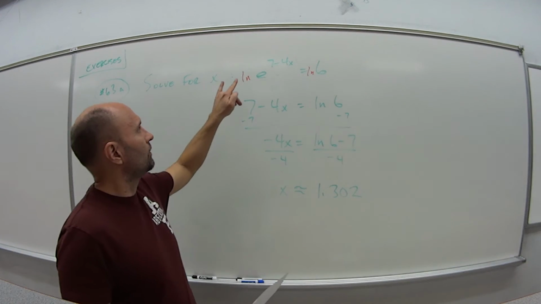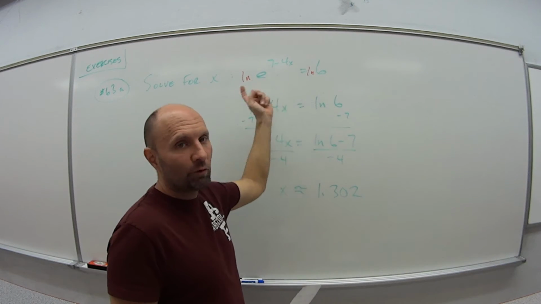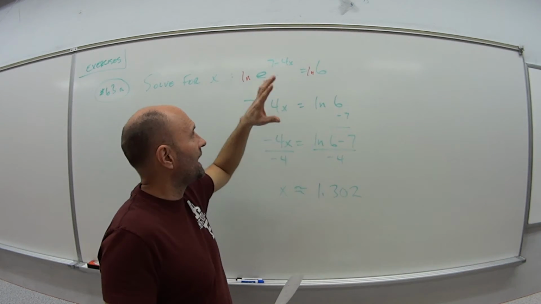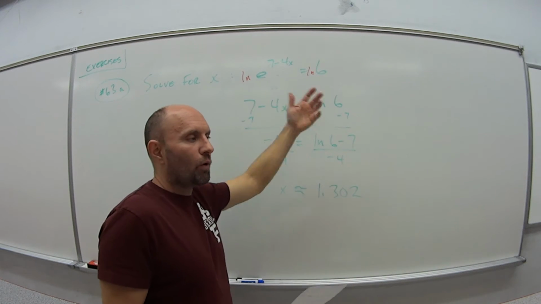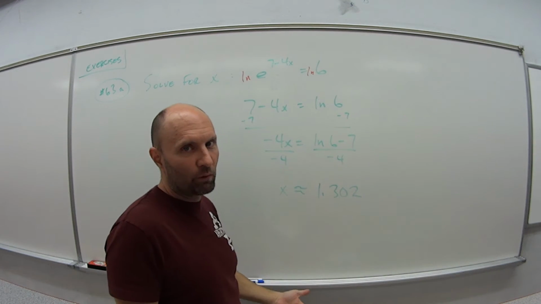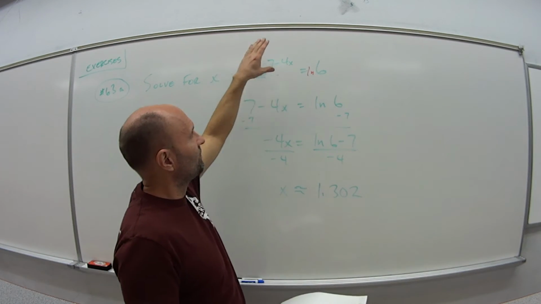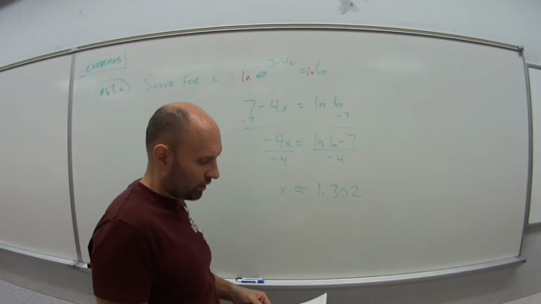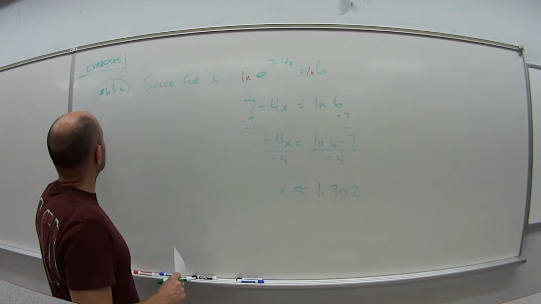So the key here, applying the natural log function, and important, you have to apply it to both sides. It's kind of like if you take the square root of one side of an equation, you have to take the square root of the other side of the equation. Same thing here. If I do natural log of the left side, I need to do natural log of the right side. So that's 63A.